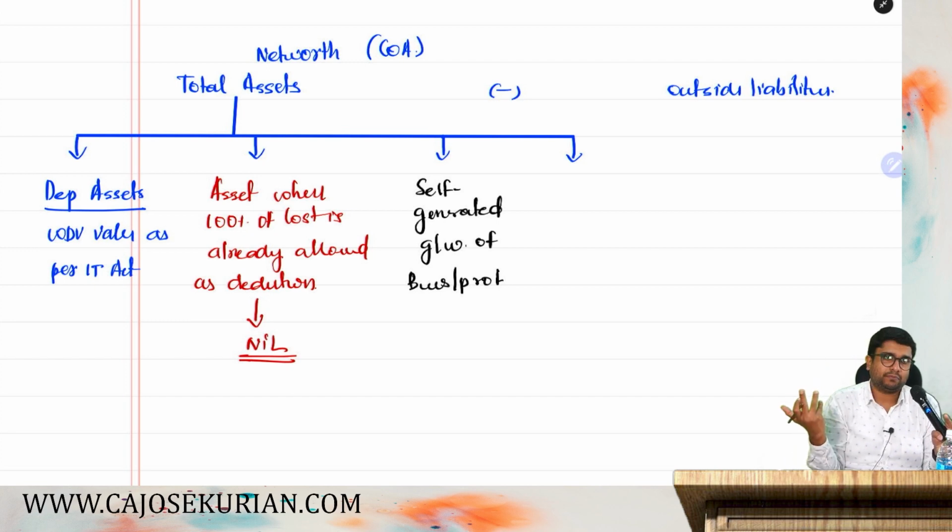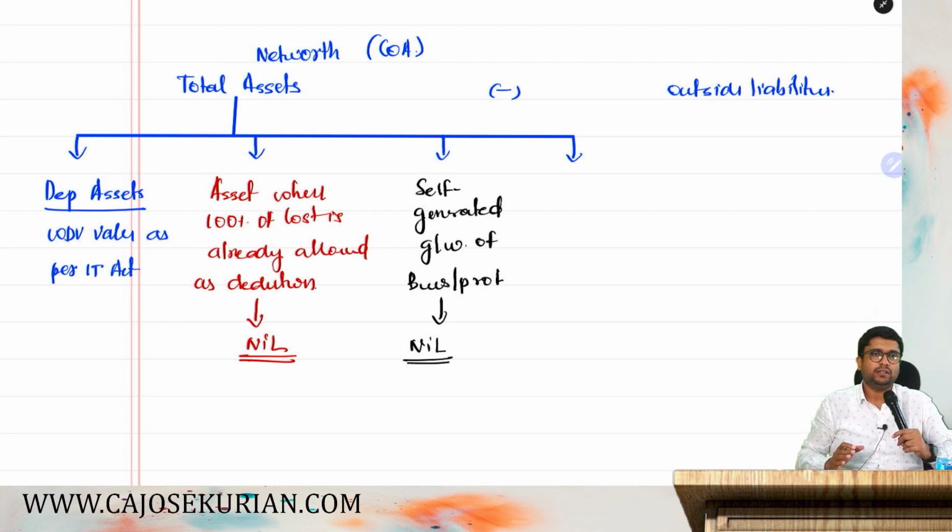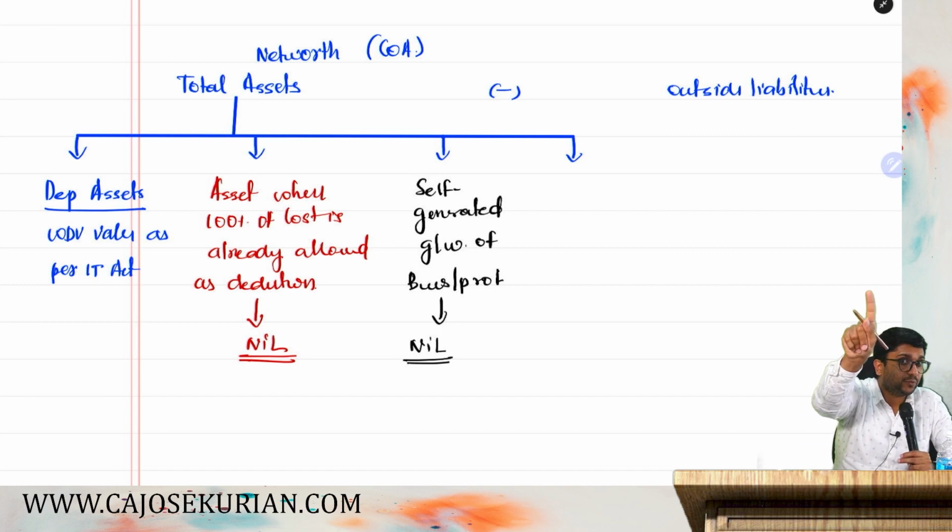It's a brand name that you yourself created. All right. What should be the cost? Nil. For self-generated goodwill, you are not supposed to incur any cost. You don't have to incur any cost for that. But there is one point, friends.